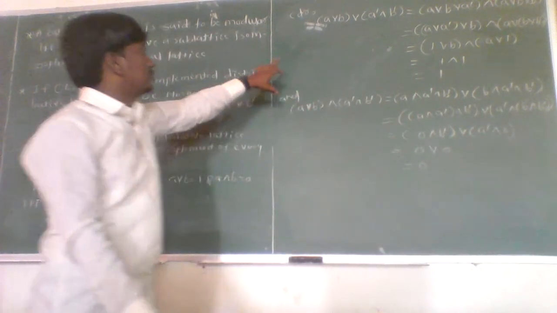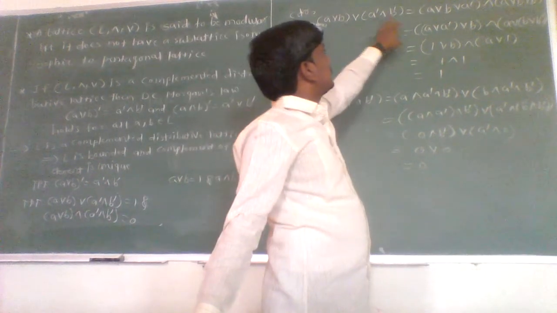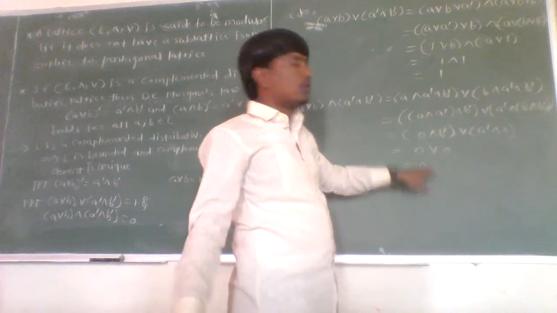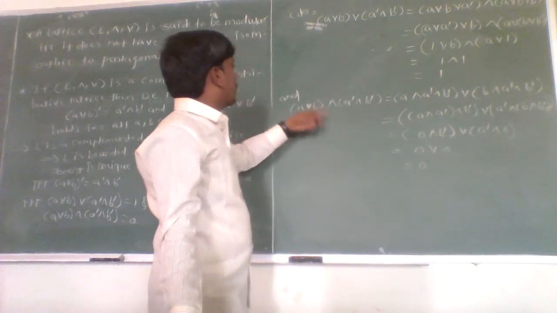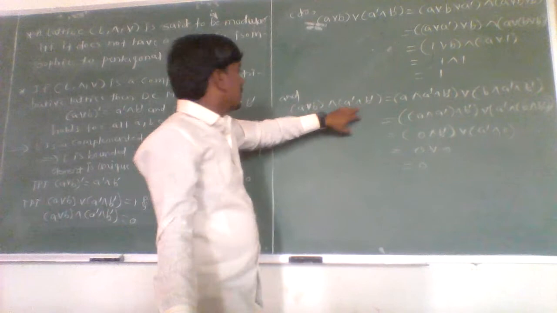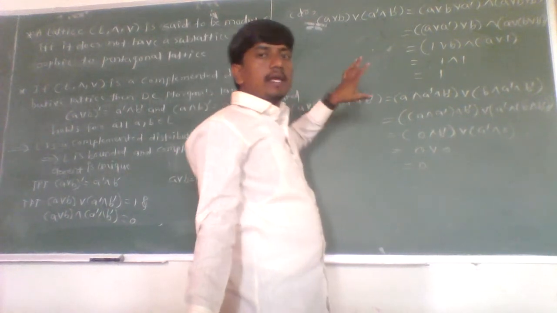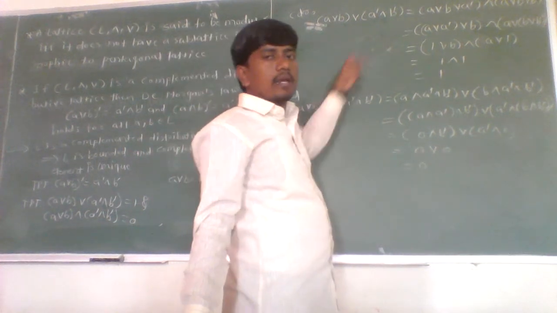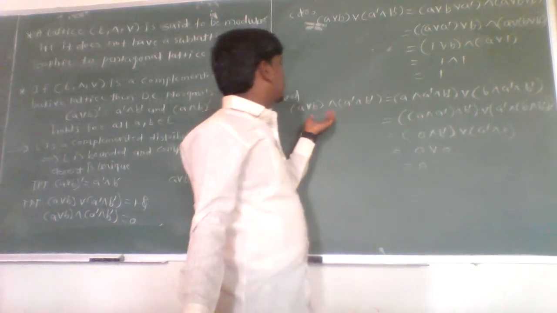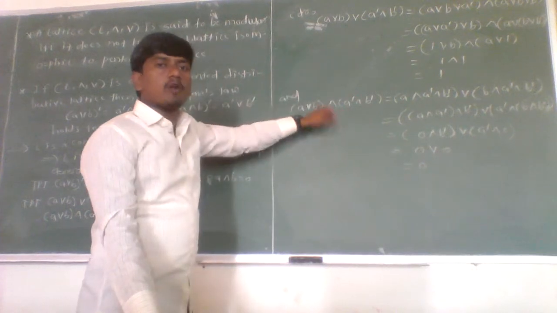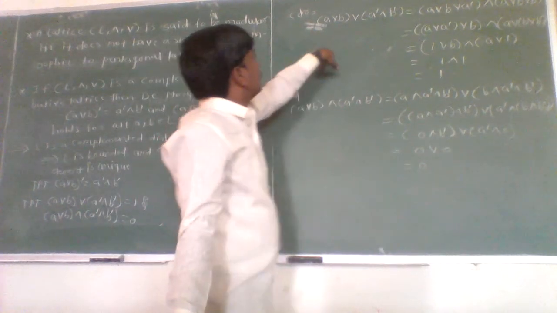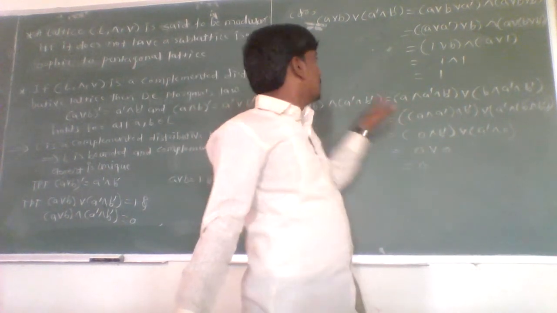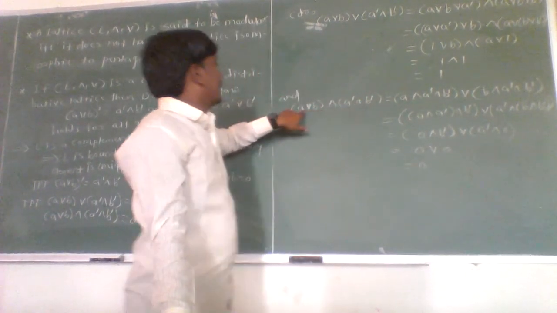Therefore here (A join B) join (A dash meet B dash) is equal to 1 and (A join B) meet (A dash meet B dash) will be equal to 0. Therefore A dash meet B dash behaves as a complement of A join B, since for any two elements A and B, B is said to be a complement of A if A join B will be equal to 1 and A meet B will be equal to 0. As here the join is equal to 1 and the meet is equal to 0, therefore this one behaves as a complement of A join B.